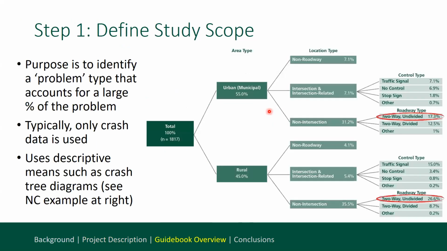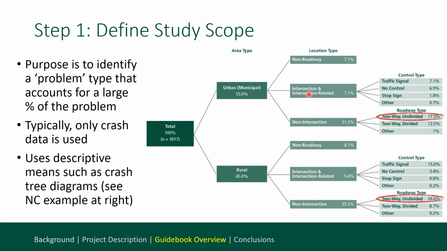So this could be one example of identifying the scope of the problem. Okay, so what they did was they looked at total crashes, all pedestrian crashes. Let's say there were 1,817 pedestrian crashes. 55% of them occurred in urban areas, 45% occurred in rural areas, and then you further divided them into non-intersection, intersection and intersection related, and non-roadway related.